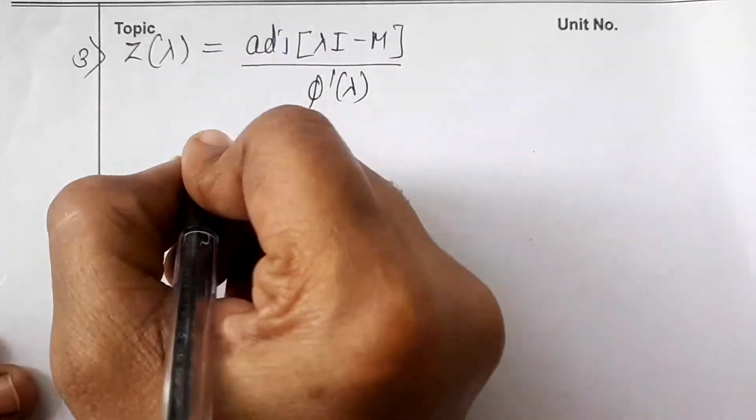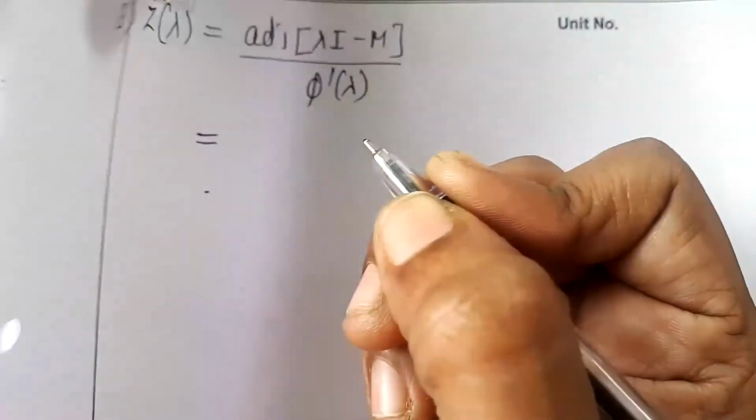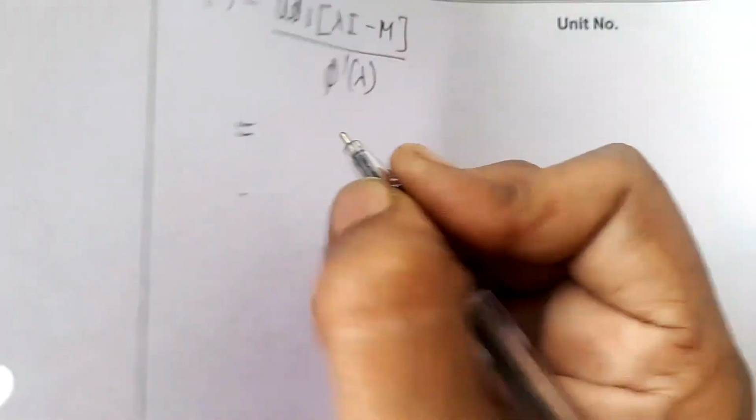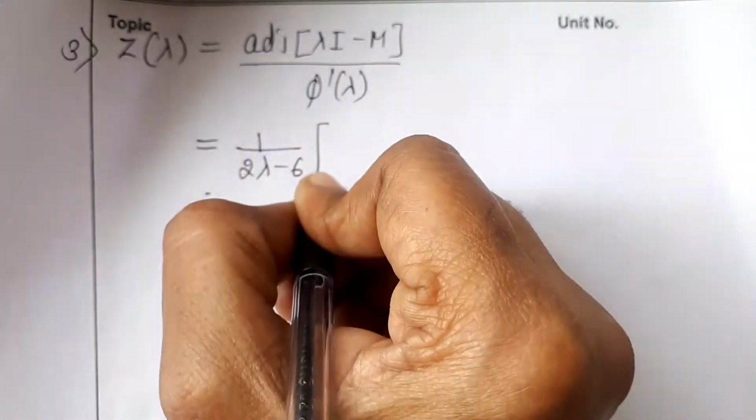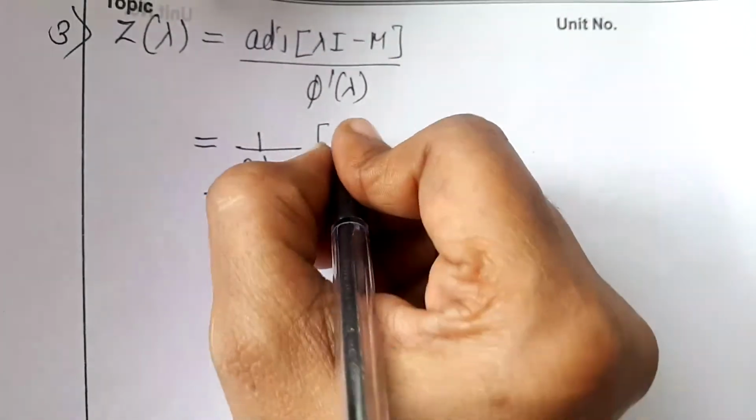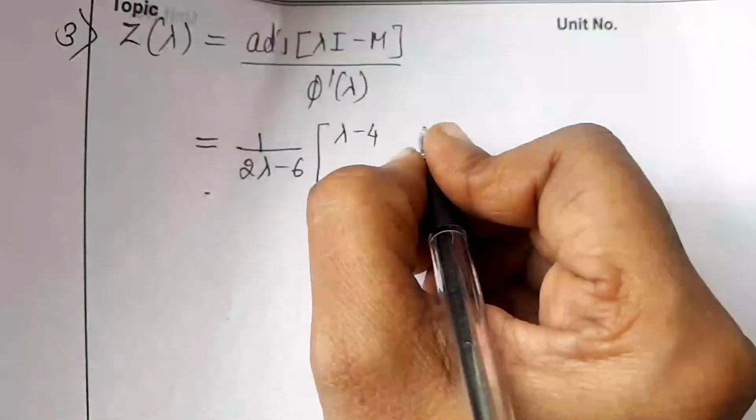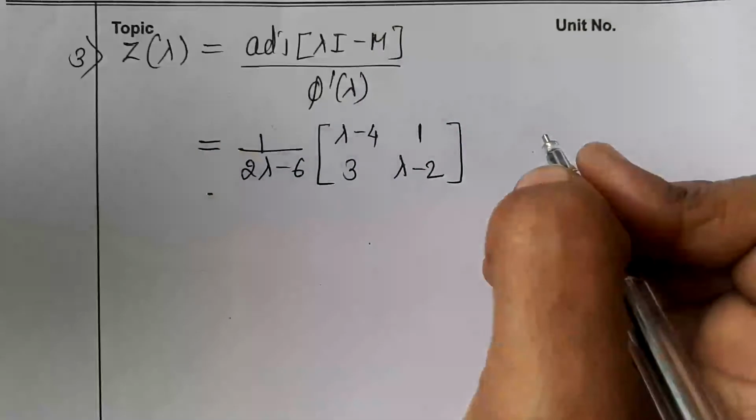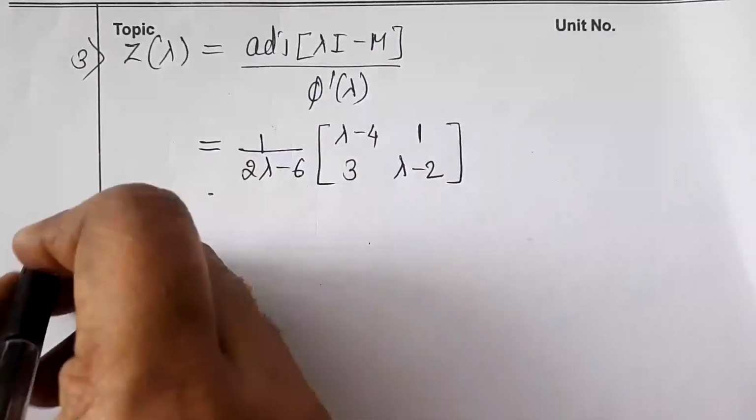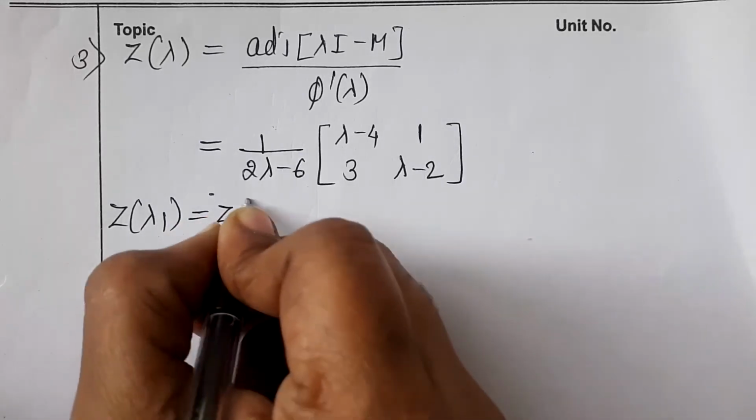Now the adjoint of lambda I minus m is obtained by interchanging the diagonal elements and changing the sign of the non-diagonal elements, and phi dash of lambda is 1 upon 2 lambda minus 6. Interchanging the diagonal elements, it is lambda minus 4 and lambda minus 2, and changing the sign of the non-diagonal elements, it is 1 and 3. Okay, now first we want to find Z of lambda 1, which is equal to Z of 1.